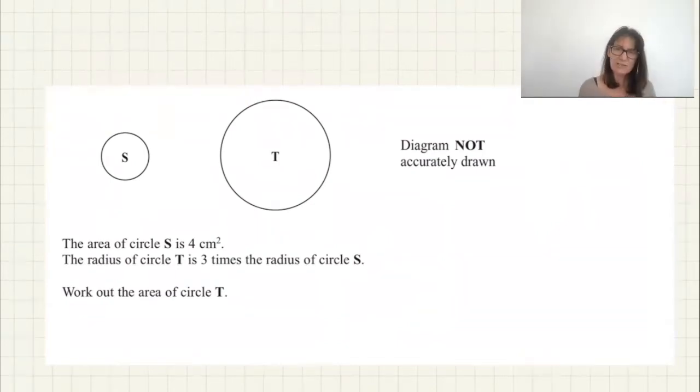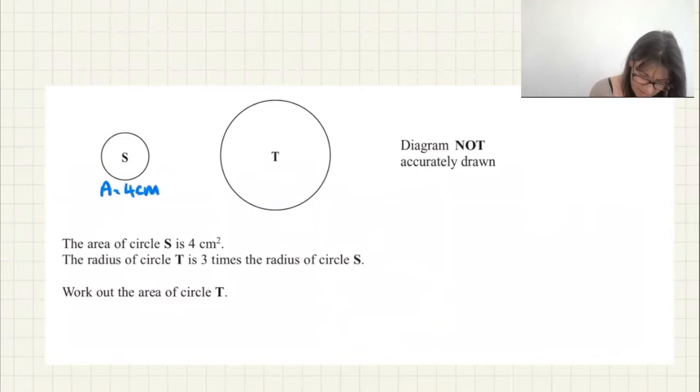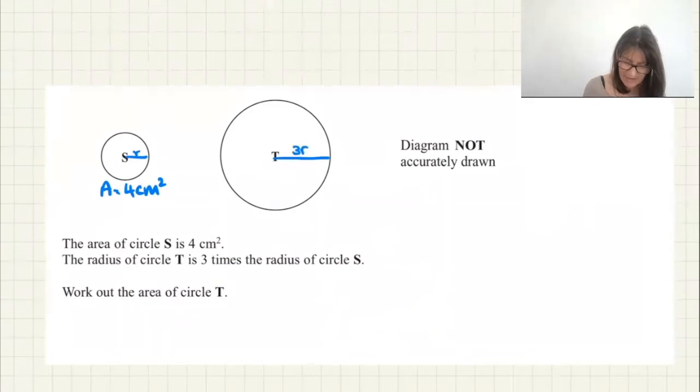Okay, now there is no word similar here, but all circles are similar, so they don't really need to, okay? The area of circle S is 4 centimeters squared. So the area here is 4 centimeters squared. The radius of T is 3 times the radius of S. So I've got my radius, and this is 3 times the radius of S. So I've got a scale factor here of 3, working in the same way that that last question did.